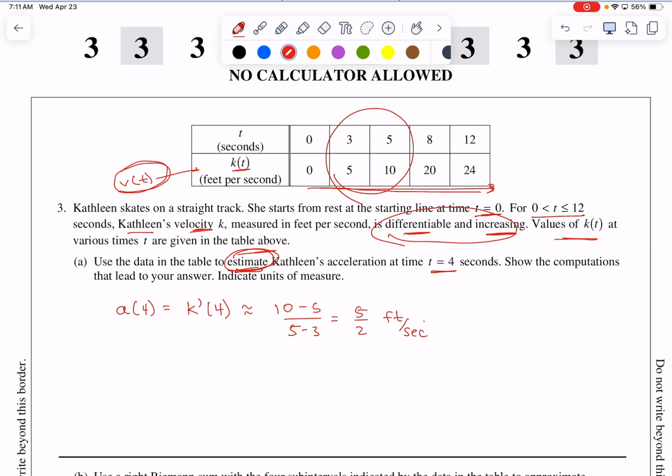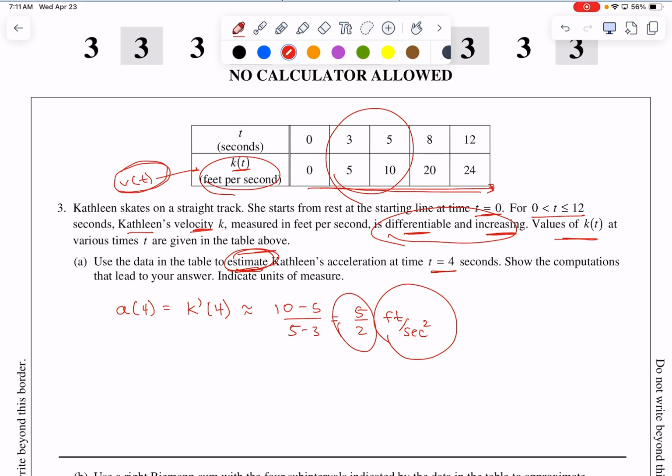And the reason it's feet per second squared is because this is feet per second. And then when you take a derivative, you divide by time again. So it's feet per second divided by seconds, which is feet per second per second. You get 2 points for this: 1 point for the answer, the estimate, and then 1 point for the units. That would have been worth 2 points. And I do have the scoring guideline in front of me so I can get these right.